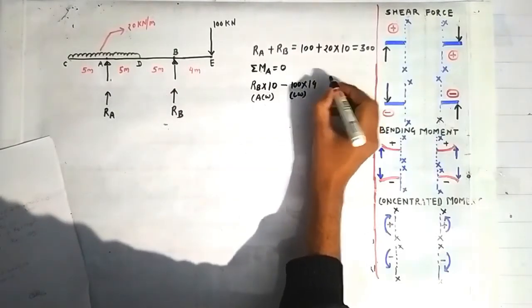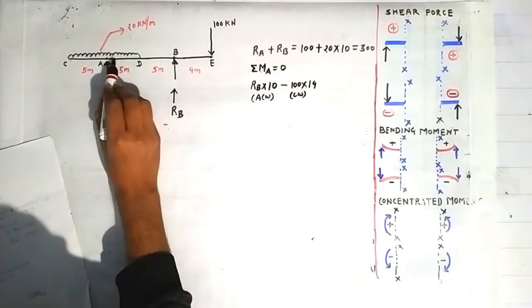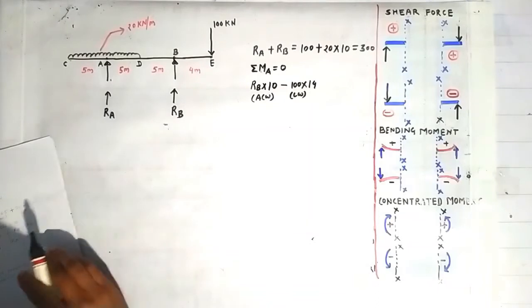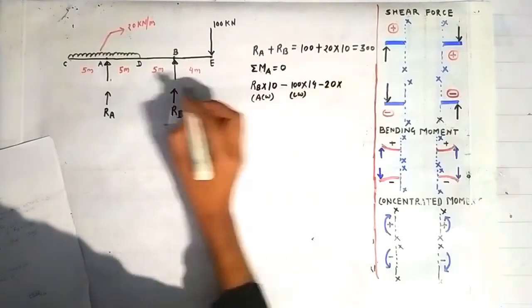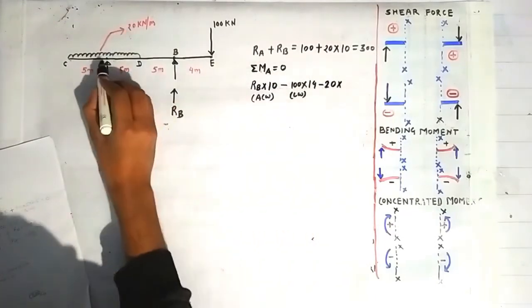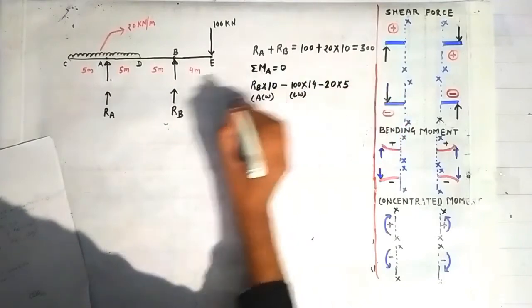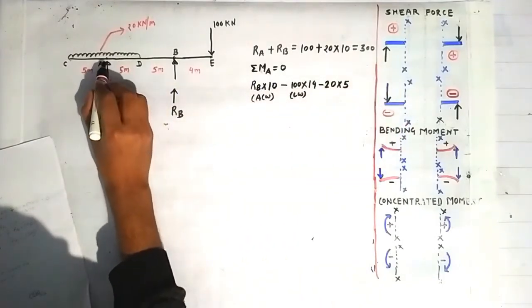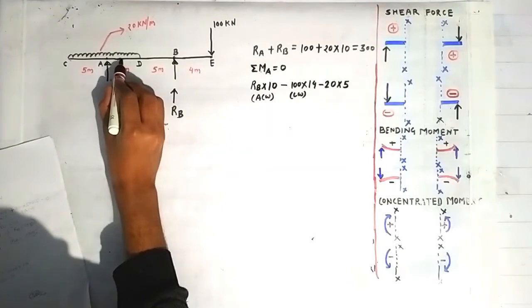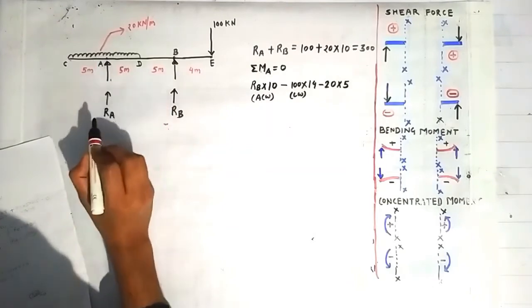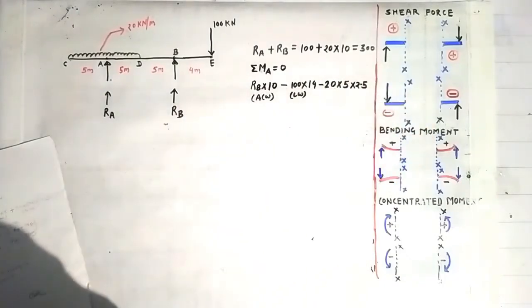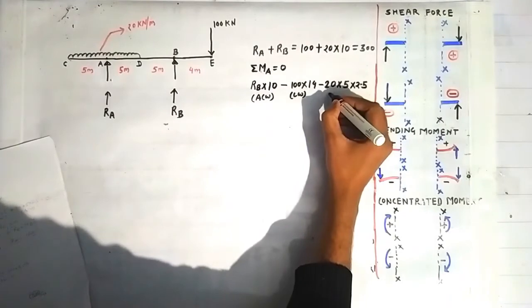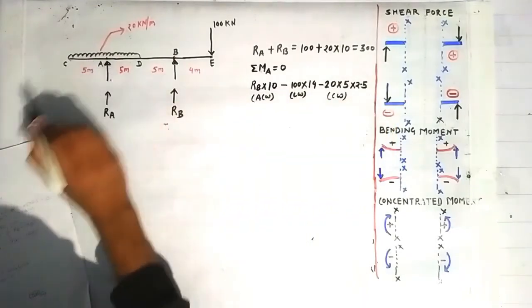It will give us 40. And because of this UDL, this portion which is lying between A and D, there will be a moment of magnitude minus 20 into, that is the intensity of this UDL, minus 20 into this distance 5 meter, and it will act here in the middle of AD, that is at a distance of 2.5 meter from the point A. So multiplying it with 2.5 gives us the moment rotation in the clockwise direction about the point A.